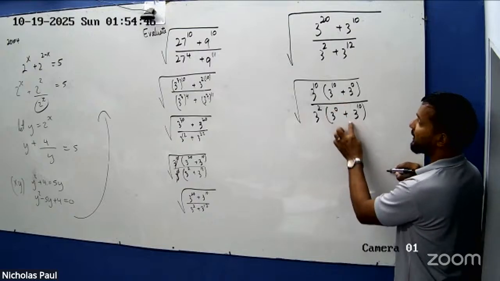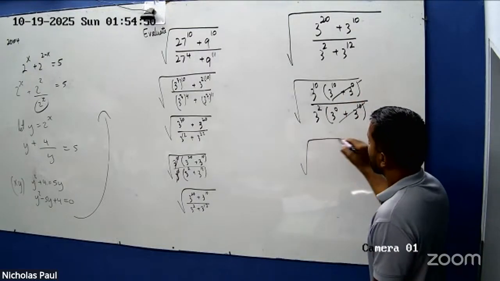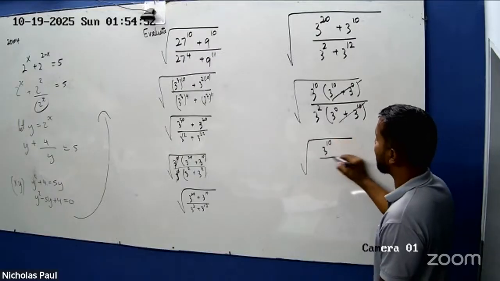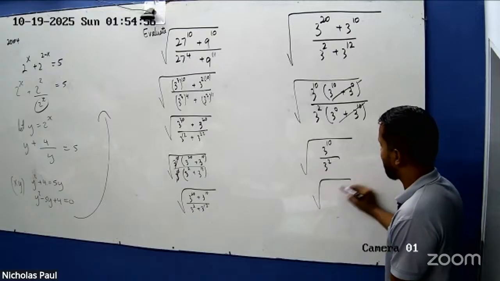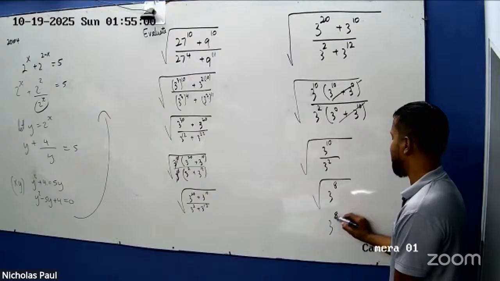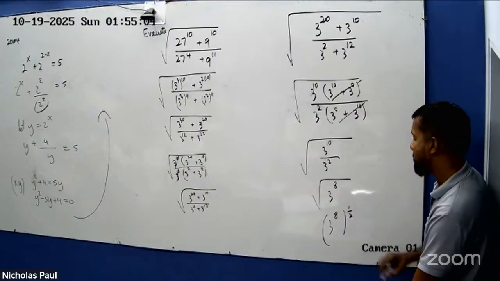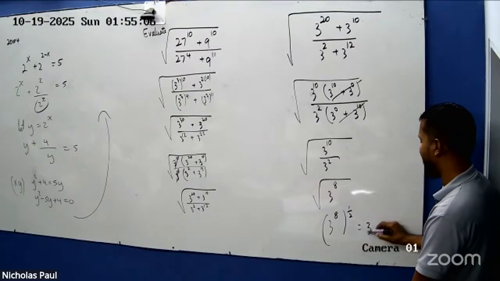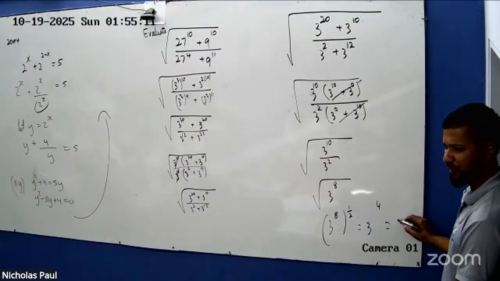What happens here? Cancel. And now you'll get the square root of 3 to the 10 over 3 to the 2. 10 minus 2 is 8. And now we can see that the square root of 3 to the 8 is 3 to the power of 8 halves, so I got 3 to the 4. So the final answer is, what is it again? 81.